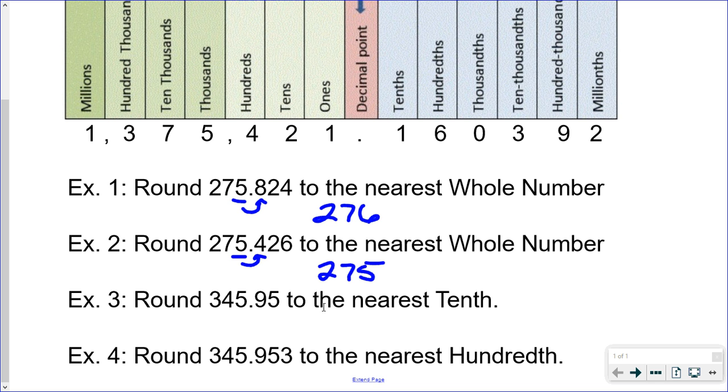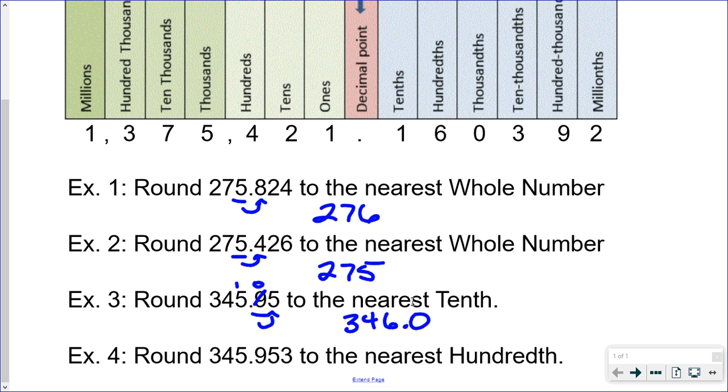The next one, round to the nearest 10th. So the 9 is in the 10th place. I look to the right, there's a 5 or above. I need to round this up. So I'm going to round this up to a 10. That means this is going to become 0, and I'm going to carry the 1 over to here, and this is going to become 6. So this would round to 346.0. So 346.0 is the same thing as 346. And normally you would simplify that to just 346.